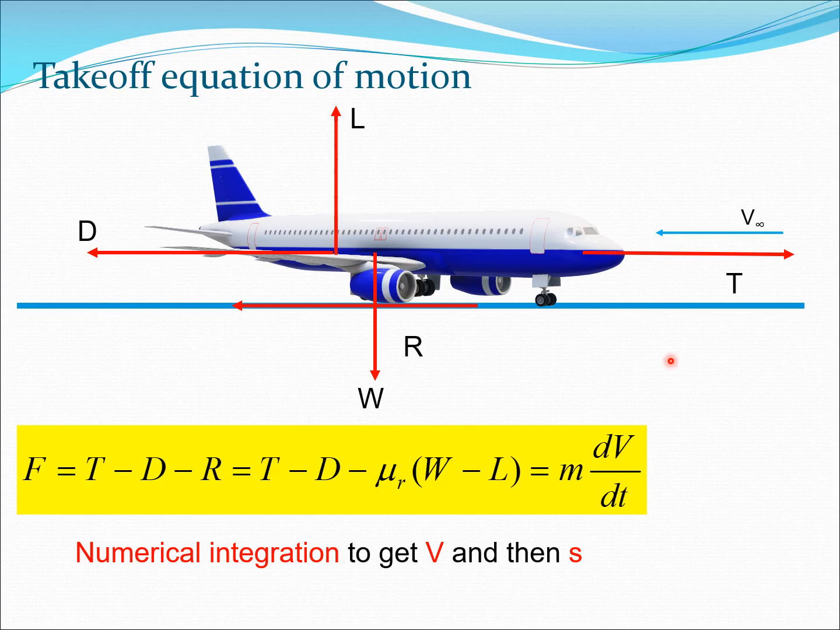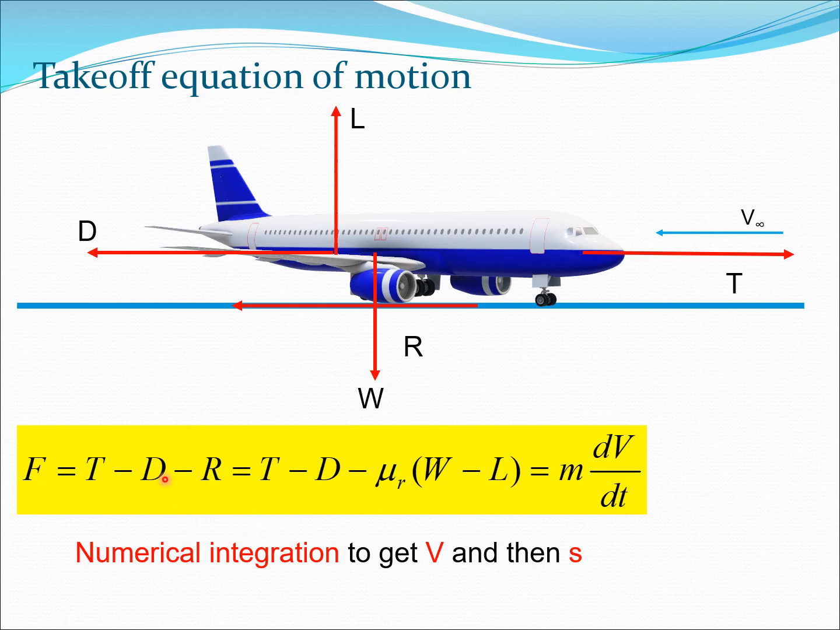So we can use these forces to get the takeoff equation of motion, which I have written here. So the force would be thrust minus drag minus R. So this would be T minus D minus mu_R (W minus L), because do recall that R is mu_R into (W minus L). So because of this presence of R, the lift also enters into the picture here, and this total force according to Newton's law is going to be m dV/dt, where m is the mass of the airplane, V is the velocity, and t is the time.